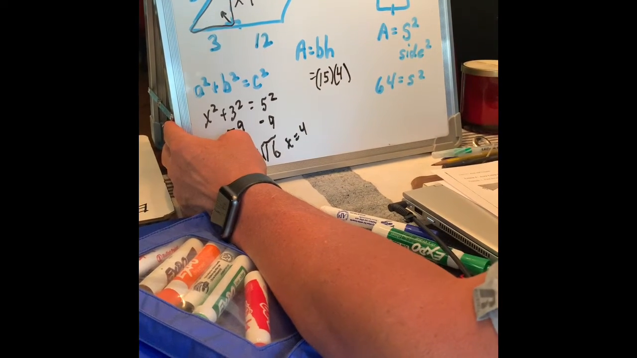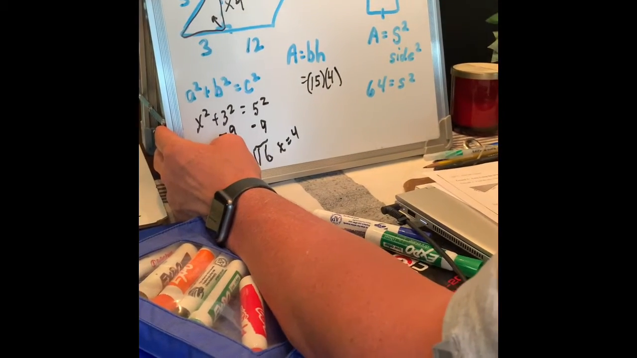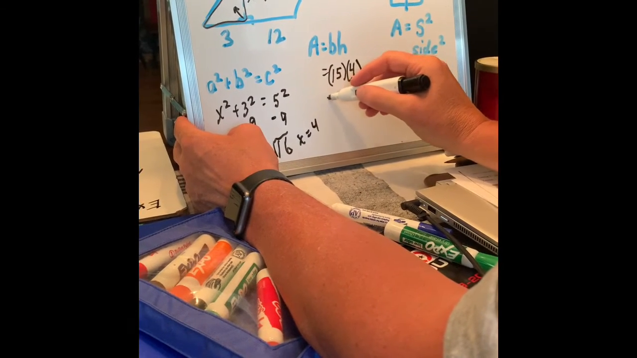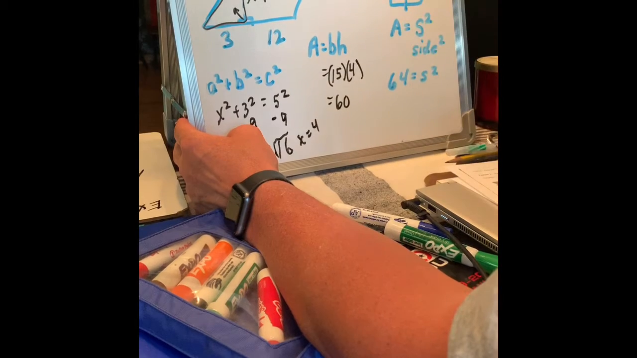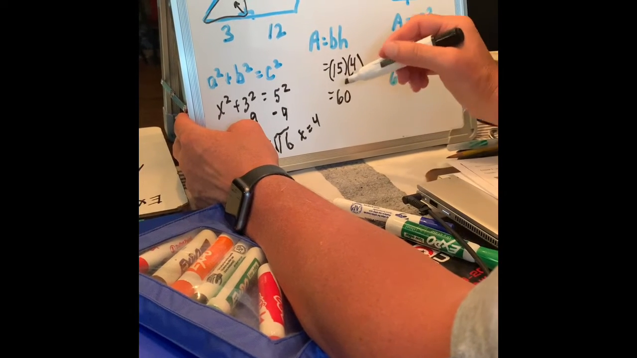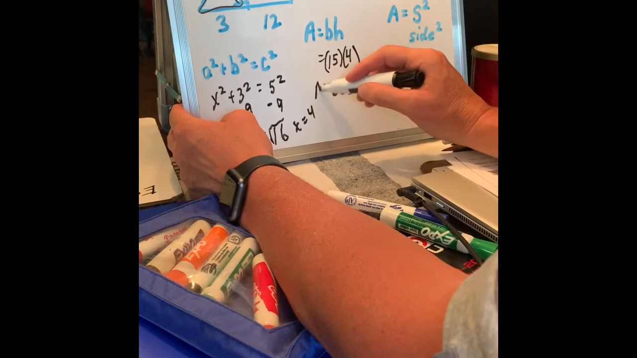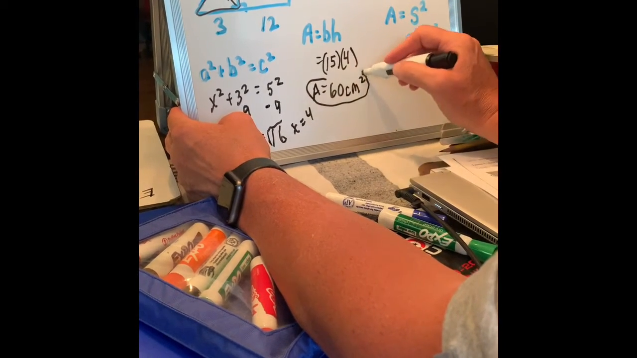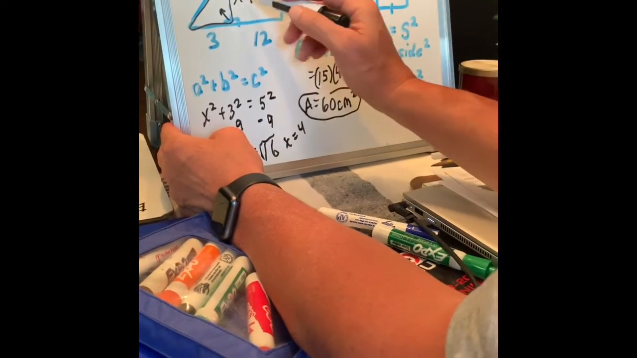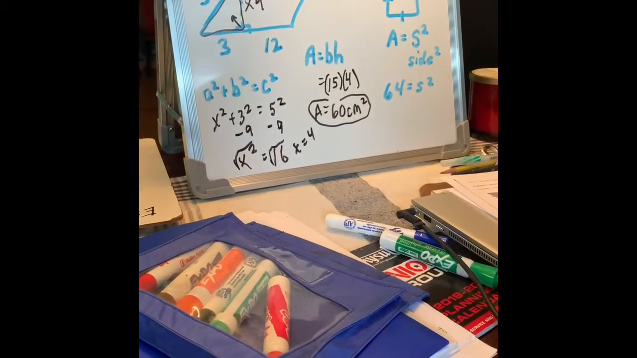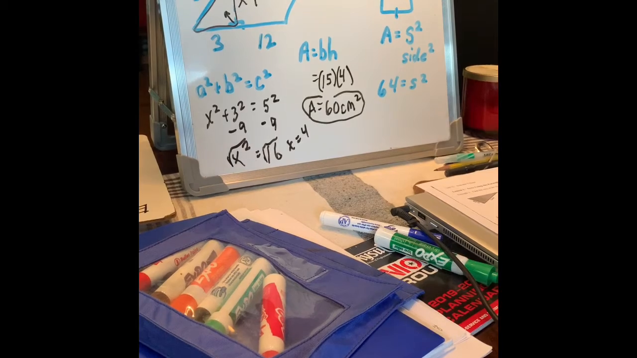Are the units listed for you? Yes, they are. 15 times 4 is 60. What did I have written down here? Centimeters squared. And now be careful. You guys got to remember that we only dealt with the triangle to get that height. Then we went right back to the parallelogram, 60 centimeters squared.